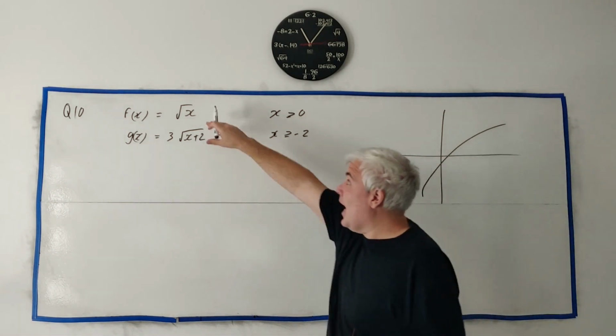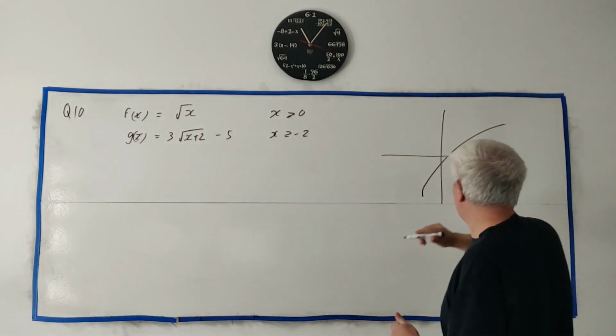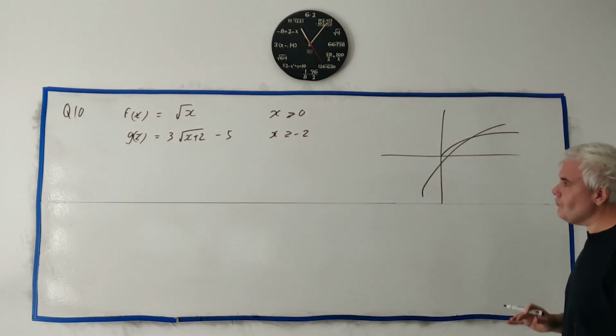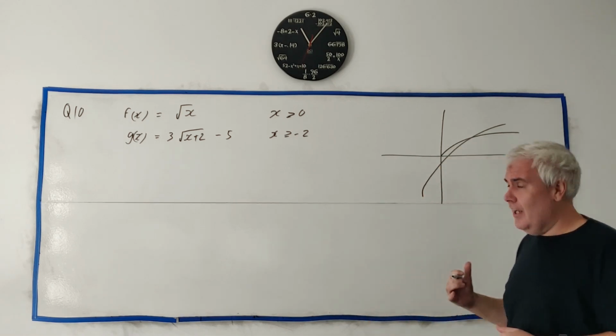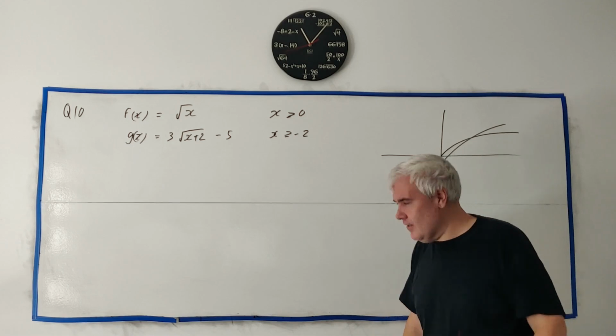and I happen to know, it's okay if you don't, what the square root of x looks like as well. It starts here and would look something like that. Now don't worry if you can't do this because it doesn't really help much in the question. I'm just going to use it to describe a few things.